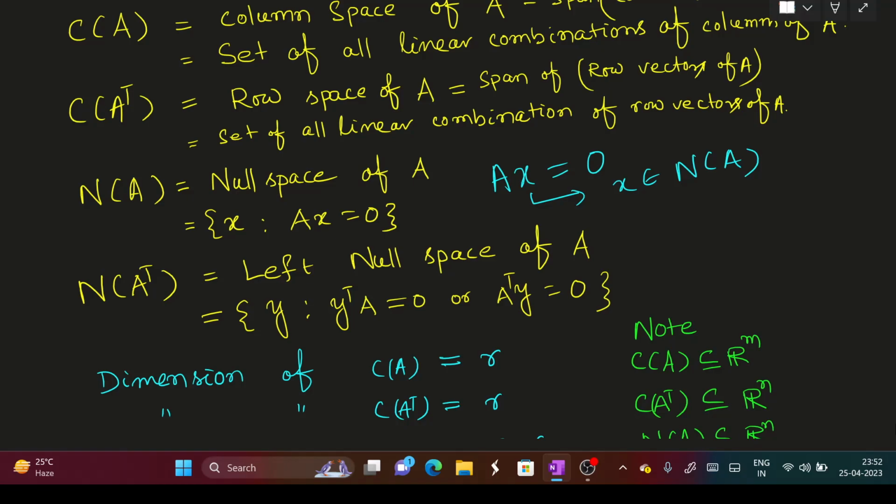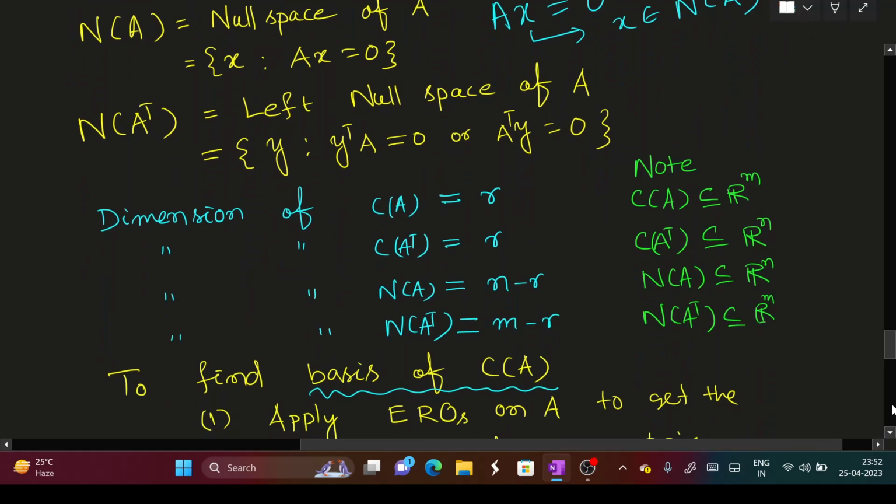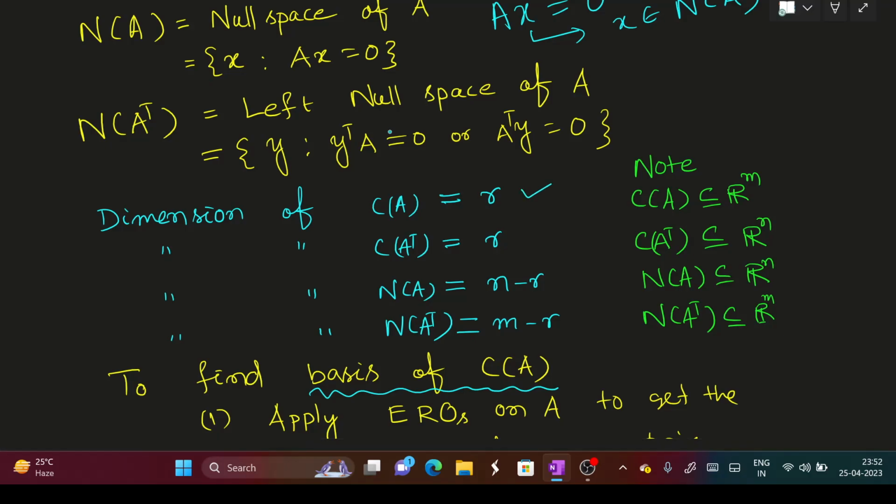Now, without finding the basis for the 4 fundamental spaces, we can find the dimensions of these 4 spaces. What are the dimensions? The dimension of the column space is the rank of the matrix. The dimension of the row space is also the rank of the matrix. The dimension of the null space is the number of columns minus the rank. The dimension of the left null space is the number of rows minus the rank.